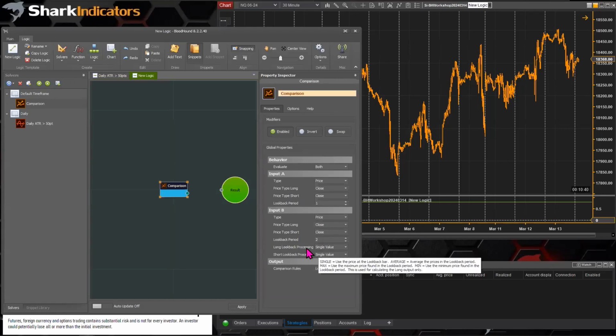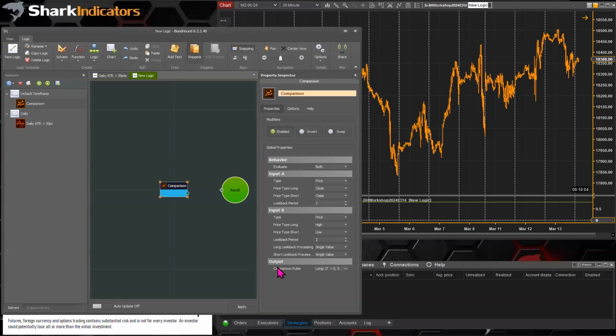We're going to leave the processing on single value, so we're just looking at the previous bar's prices here. Now we just need to set those prices that we want to be broken. For a long signal, we're looking for the close to be greater than the high of the previous bar. For a short signal, we're looking for the close to be lower than the low of the previous bar. A look back period of 2 would be the previous bar.